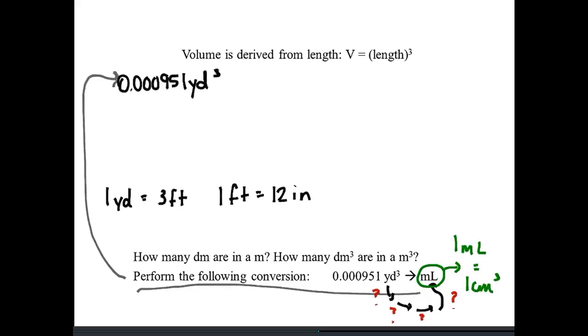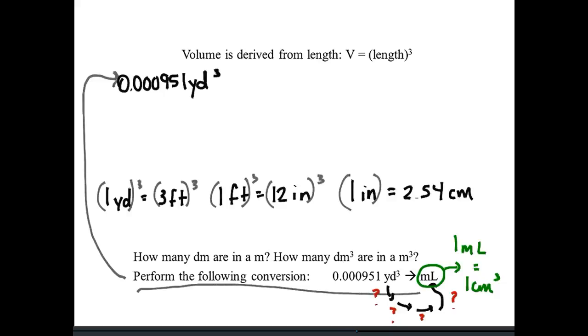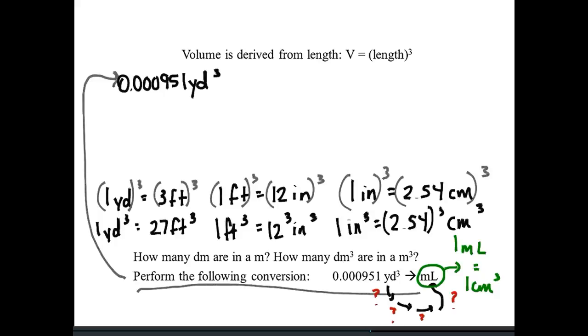We know that 1 yard is 3 feet. We know that there are 12 inches in 1 foot. We know that there are 2.54 centimeters in 1 inch. We also know that if we just need to cube the unit, we need to cube the number that goes with it. So we're going to cube everything. Everything gets cubed. So that means that these are our conversions that we care about.